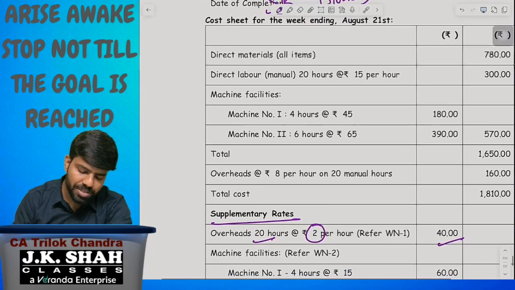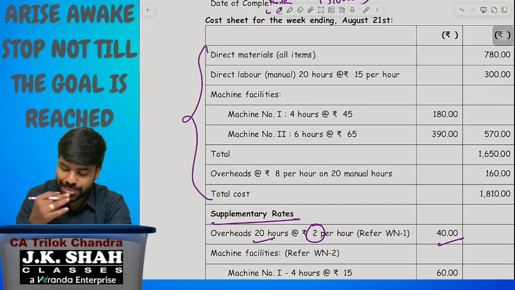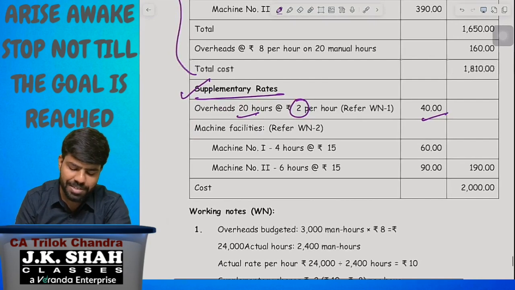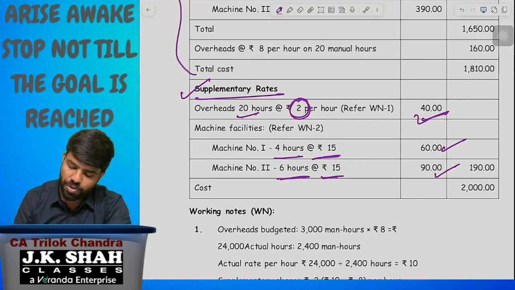See, the same cost sheet again they redrafted. Till here it is similar to the question. Then we need to add the supplementary rates. Supplementary rates for other overheads: 20 hours, each hour under accounted is 2 rupees, 40 rupees. Machine facilities: machine number 1, 4 hours, each hour under accounted is 15 rupees, 60. Machine 2, 6 hours, under accounted is 15 rupees, 90. So total comes to 2000.